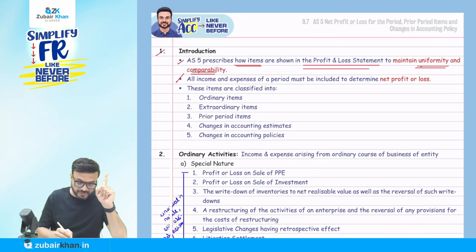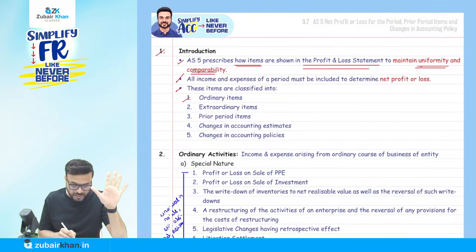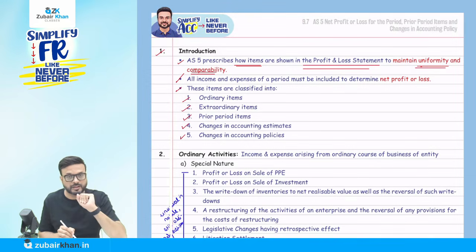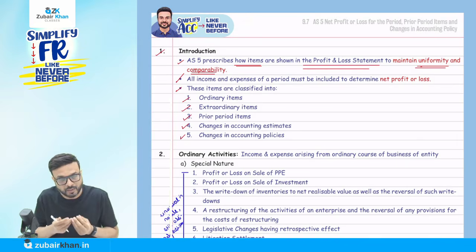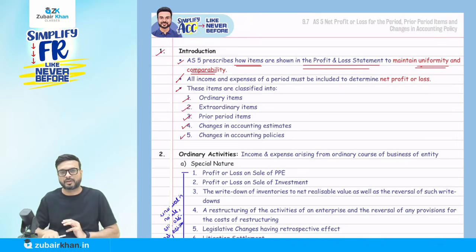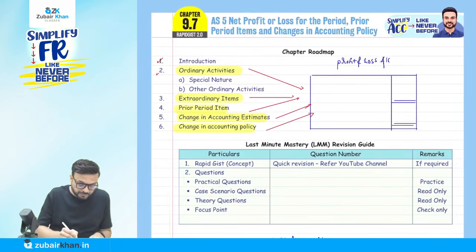Now, these items are classified into five: ordinary items, extraordinary items, prior period items, change in accounting estimate and change in accounting policy. We'll discuss each of them in detail and how to present them in the P&L account. So simple. Now, let's start with the first, that is ordinary activity.